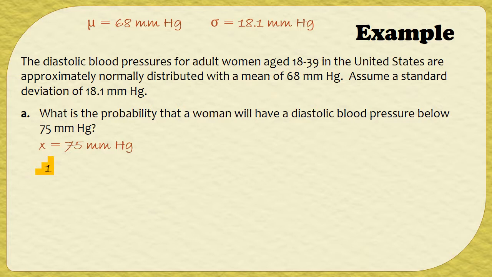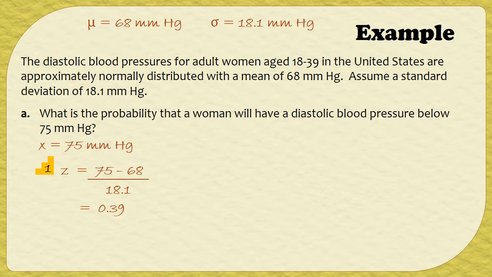Next, we're going to take this x value and use it to find a z-score. The z-score formula says take x and subtract the mean, and then divide your answer by the standard deviation. So that's where I got 75 minus 68, all divided by 18.1. When I carry out the computation, I end up with a 0.39. Remember that we want to round the z-scores to the nearest hundredth, since that's where the table is set up to be used.